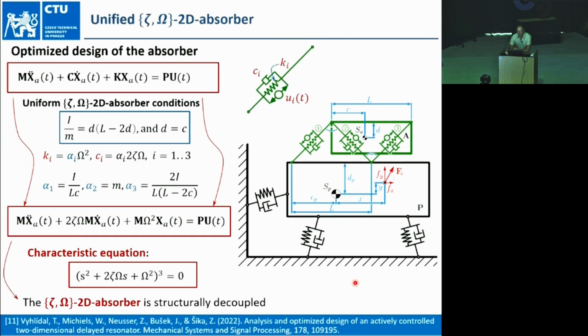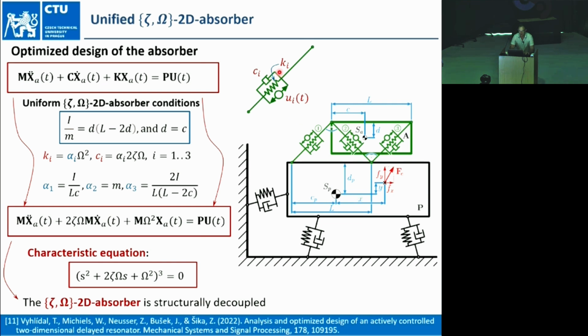The following question was whether we can do something also with the links, with the parameters of the links of the physical absorber, whether they can be left arbitrarily selected, or whether it is better to put some specific values. Of course, it's better to put some specific values.